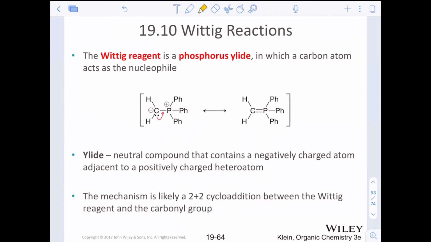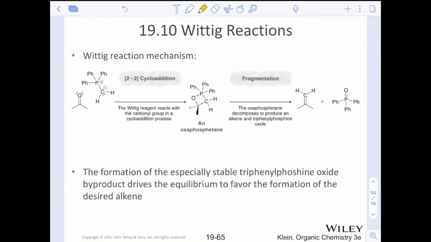This mechanism is similar to a 2+2 cycloaddition between the Wittig reagent and the carbonyl compound. So we do an intramolecular cyclization reaction first, and then we'll do an intramolecular fragmentation. The 2+2 cycloaddition occurs when the carbon of the nucleophile, the carbon of the ylide, attacks the carbon of the electrophile, and then the oxygen-carbon double bond, instead of going to be a lone pair, actually makes a new bond with the phosphorus. And then we have a collapse.